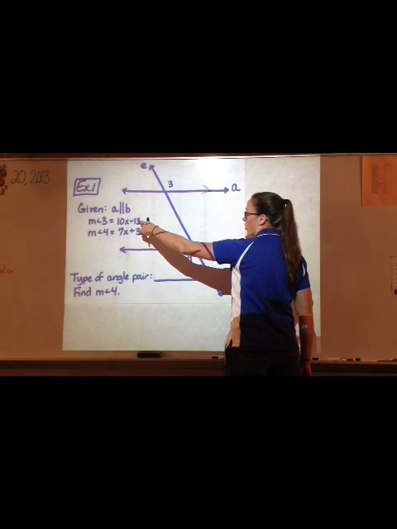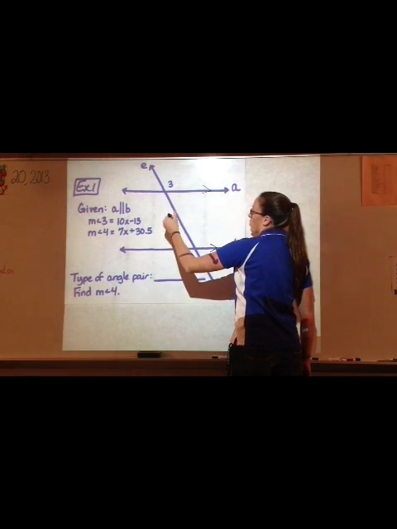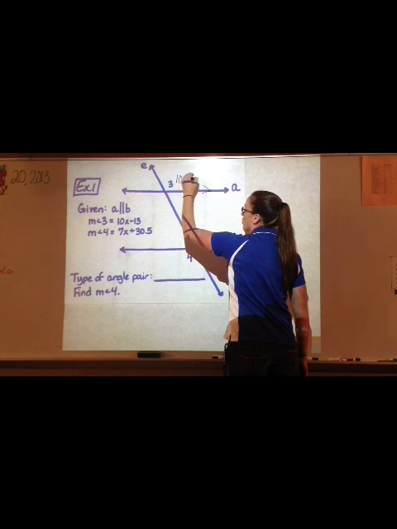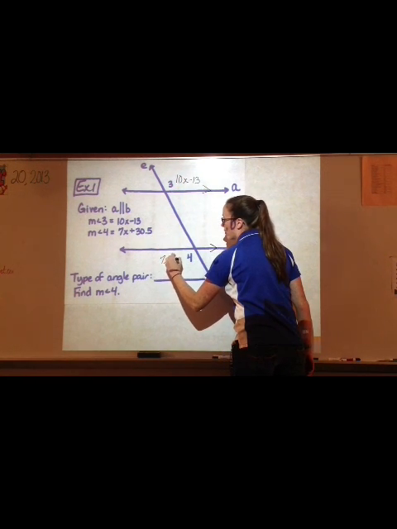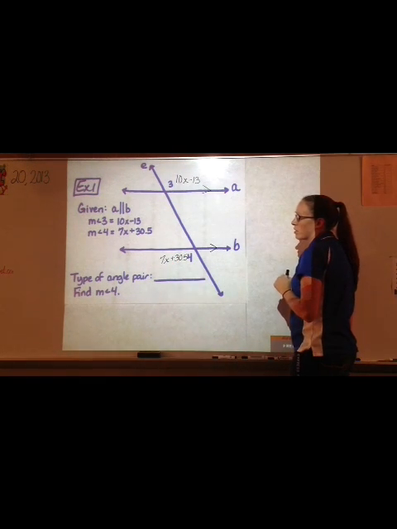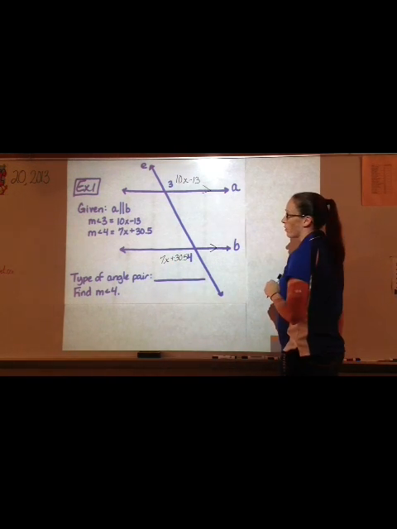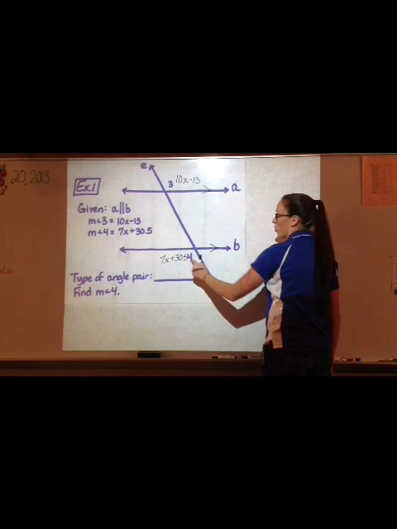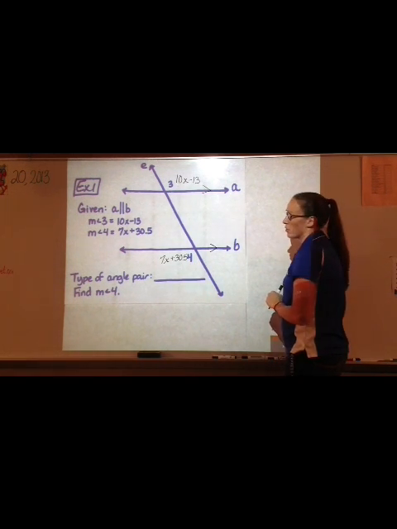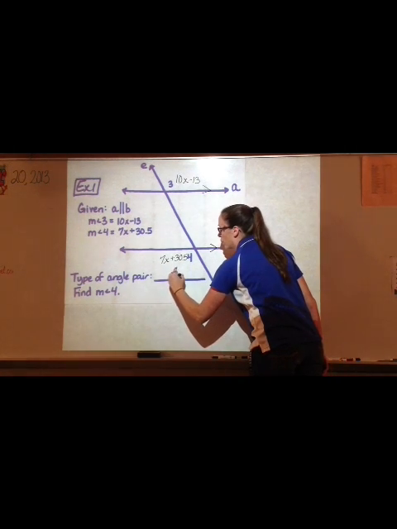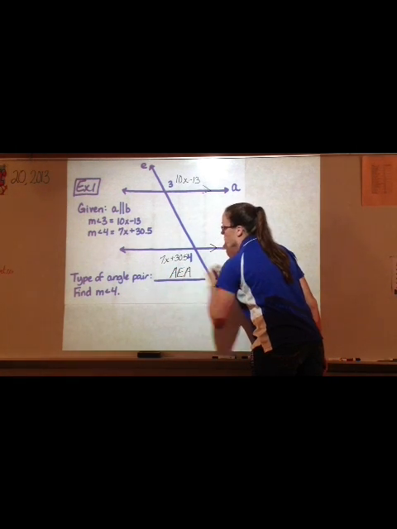We're given two angle measures. Let's go ahead and label those. 10x minus 13 and 7x plus 30.5. First, we have to consider what type of angle pair we're given. 3 and 4 are both outside the parallel lines. They are on different sides of the transversal, so we have alternate exterior angles.